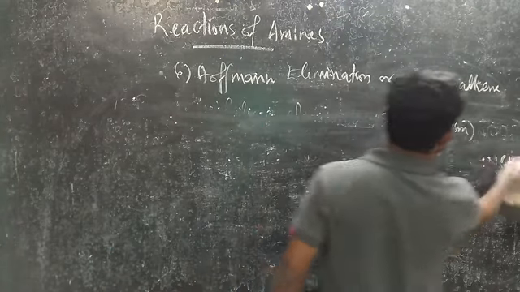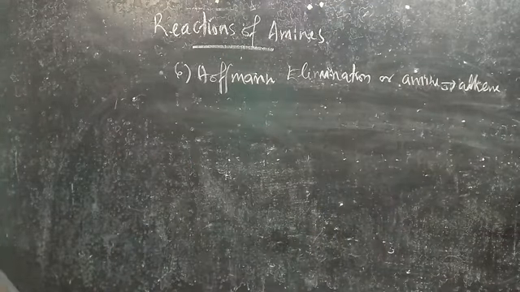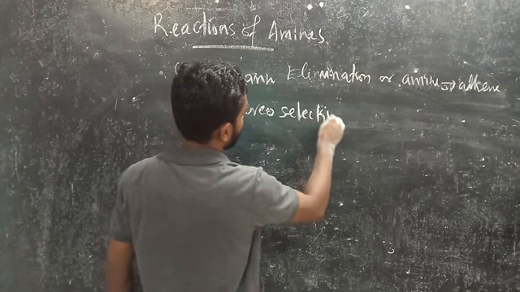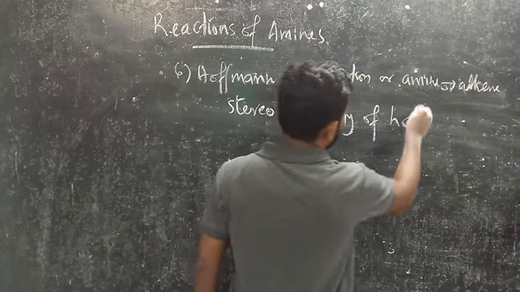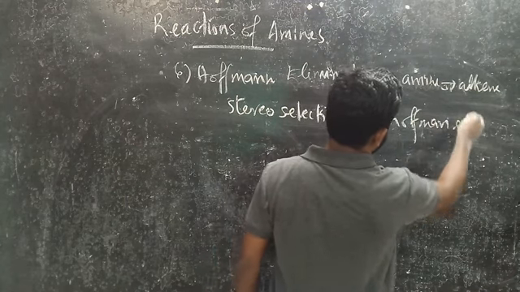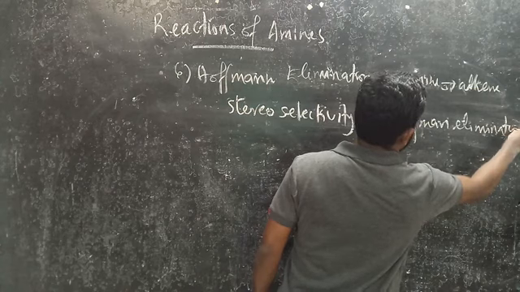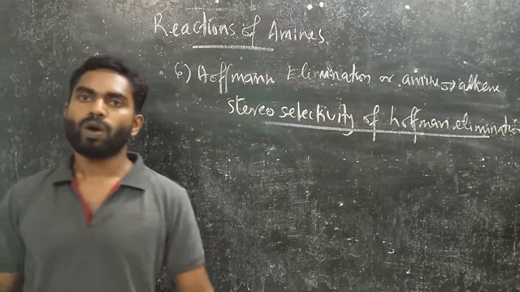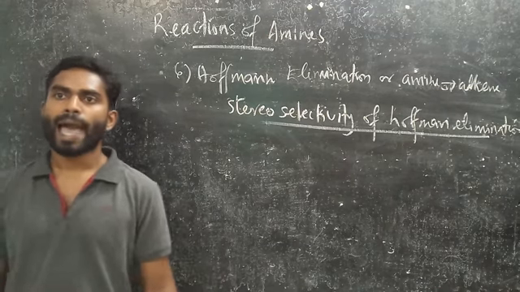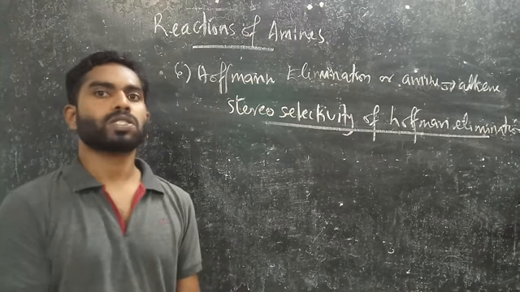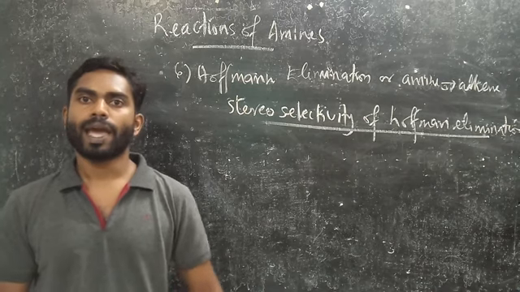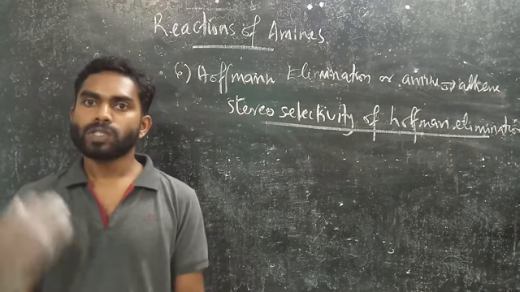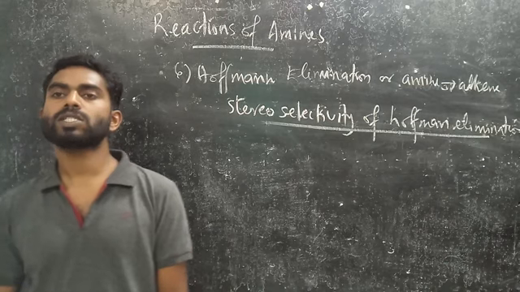Then next we are going to discuss the stereoselectivity of Hofmann elimination. Hofmann eliminations are stereoselective for anti-elimination, meaning the H and the leaving group must be anti to each other.